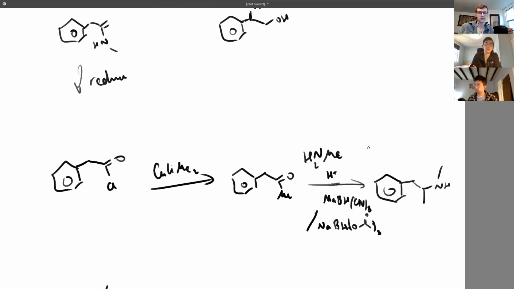So could you use a reducing agent to make your ketone into an alcohol, and then replace that with a good leaving group, and then add your amine that way? Okay, yeah, I guess that's an option.